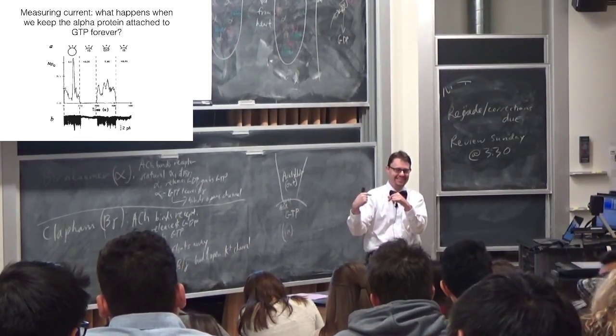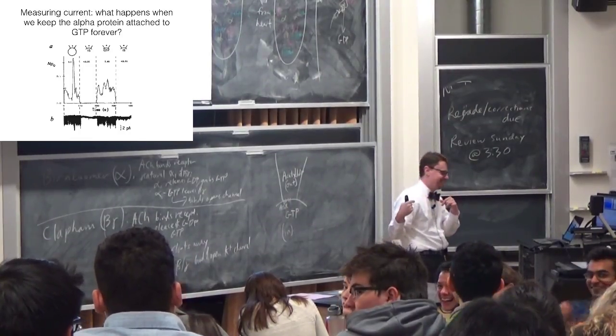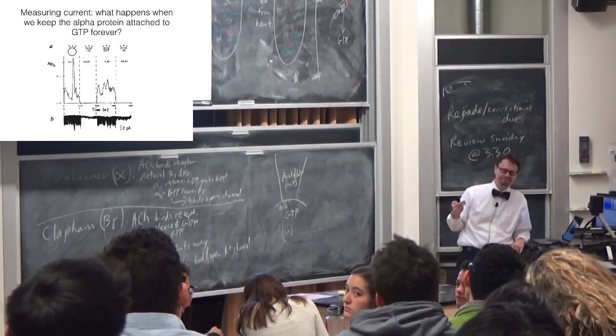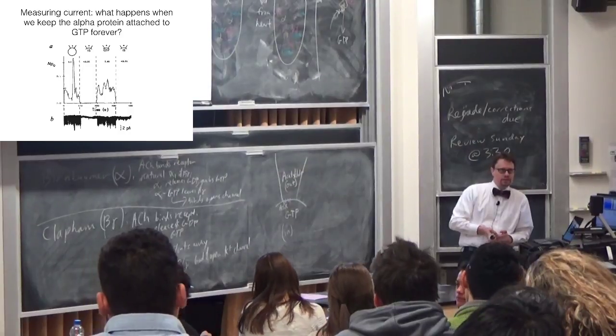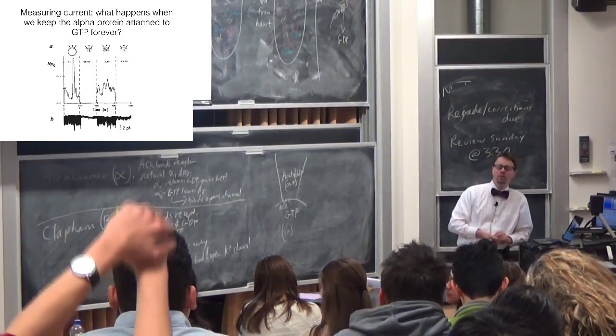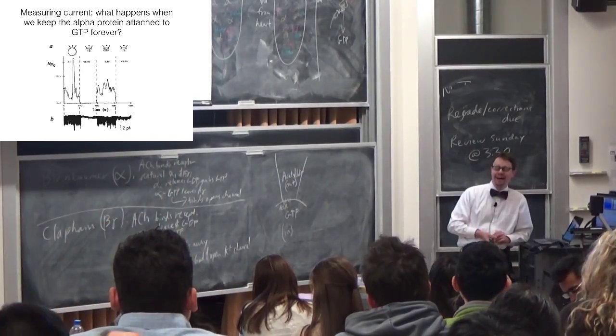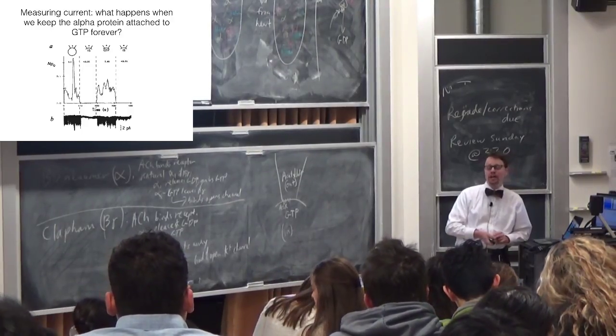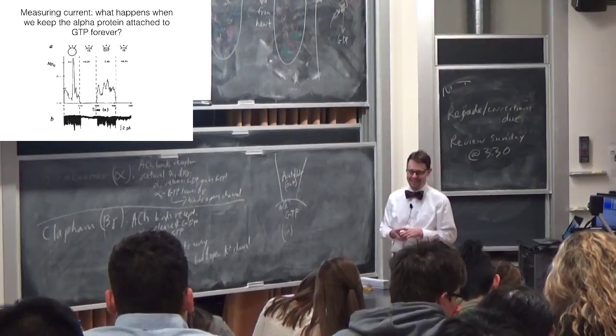Is it because of the slow hydrolysis process of the alpha protein that gives the beta gamma time to do their thing? I don't know why this is. Yeah, biology is magical. Unnecessarily complicated at some times, I think.